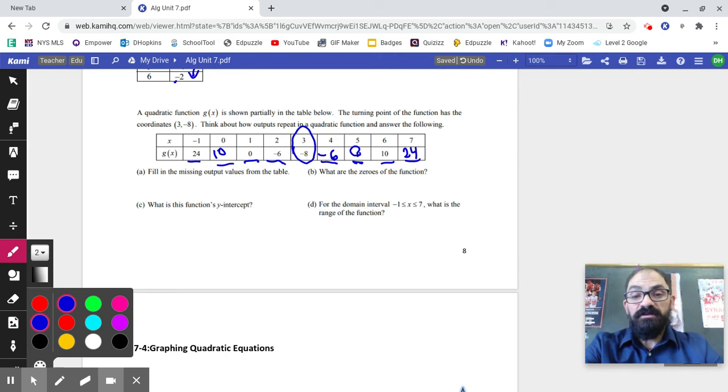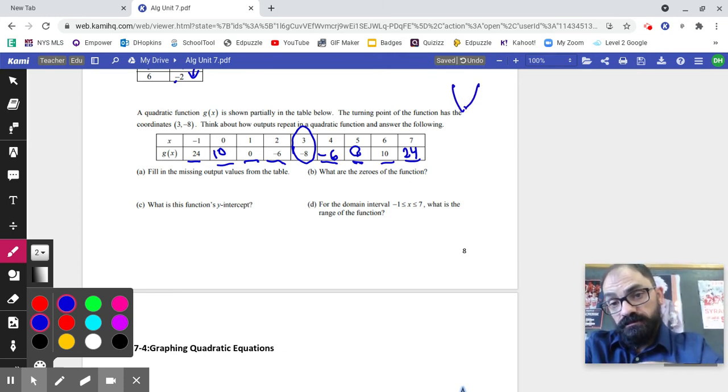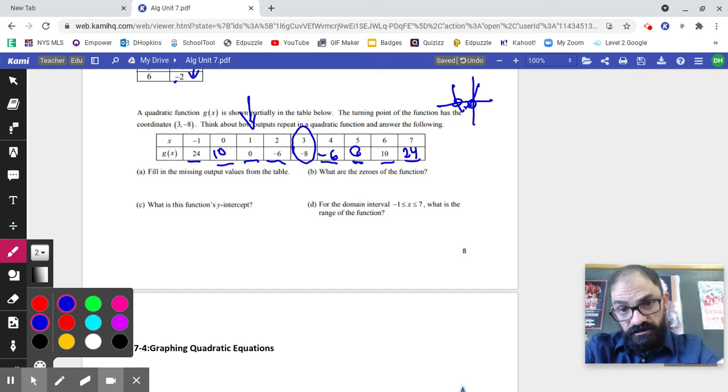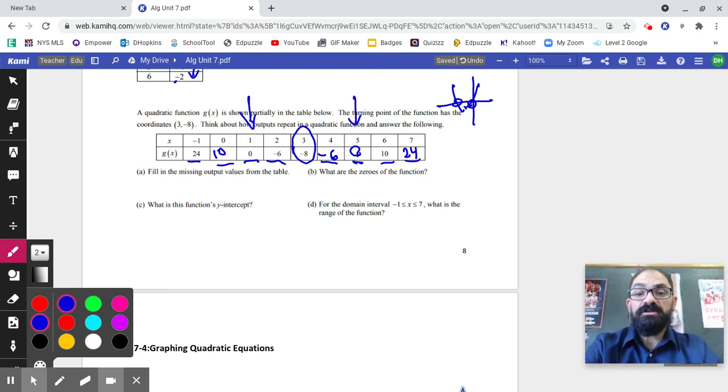What are the zeros of the function? So if you remember, the zeros of a function is where it crosses the x-axis. So that's when the y value is 0. So the y value is 0 here and here. So the zeros are x equals 1 and x equals 5.